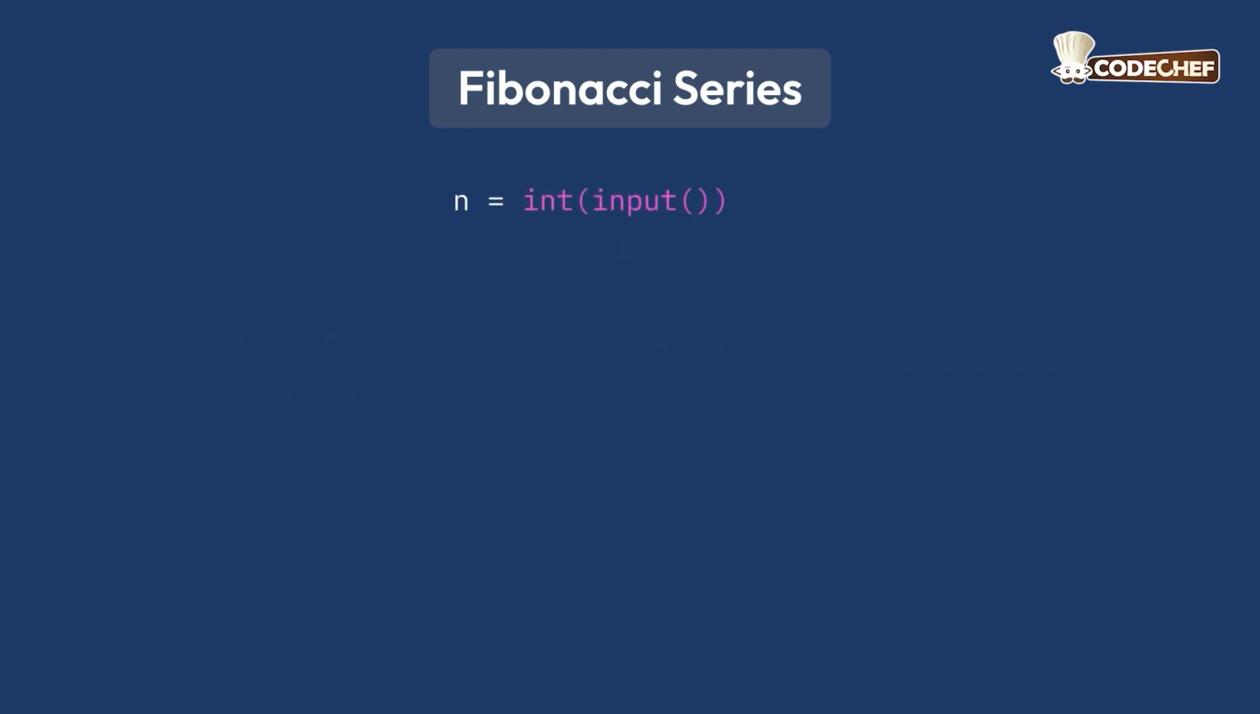The first step, we know that the series starts with two numbers, 0 and 1. So we save these values somewhere because we have to add them up later on. So a equal to 0, b equal to 1. Let's print these numbers we have with us. So print a and b.